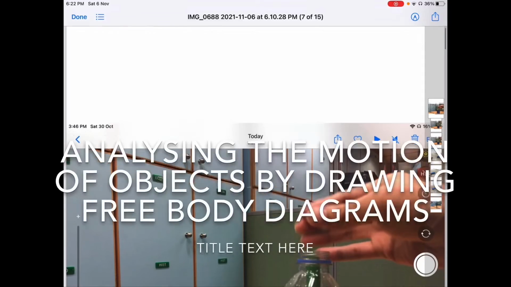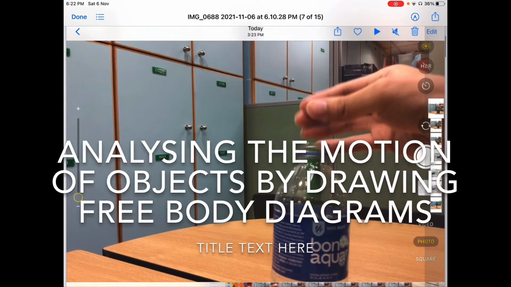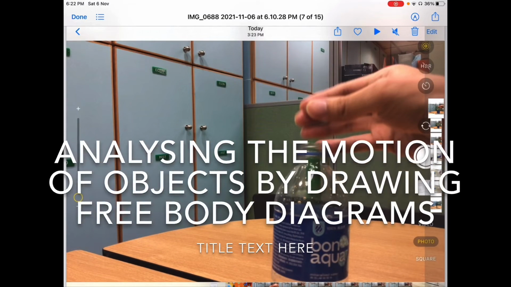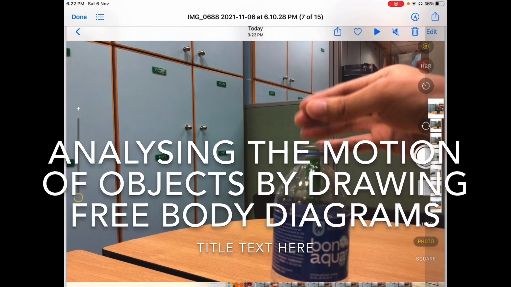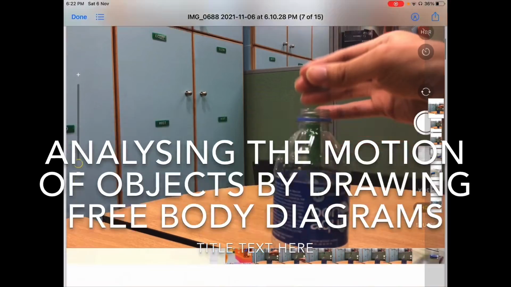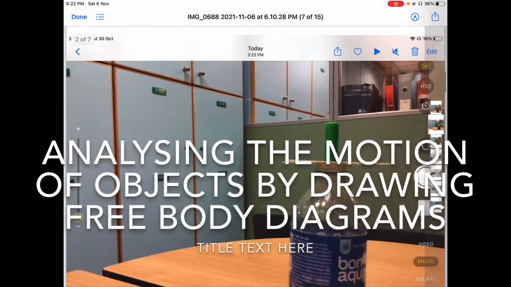Well, in this video, I will show you how to draw free body diagrams on an object in order to analyze the motion of it. Well, you can actually try this experiment at home.